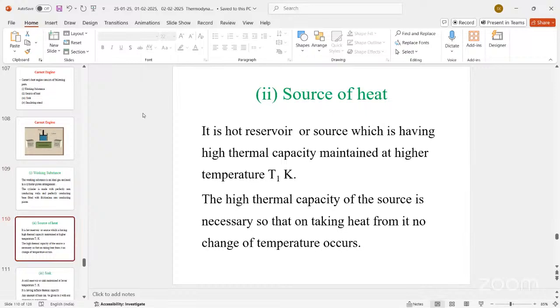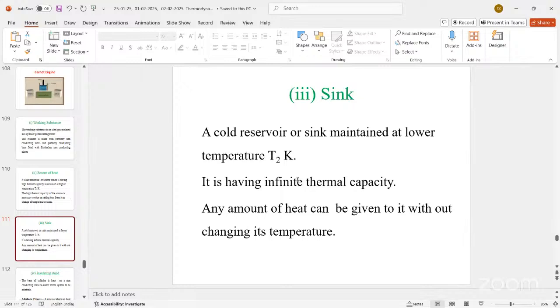What is the source of heat we are using here? It is a hot reservoir or source which has high thermal capacity, maintained at a higher temperature T1 kelvin. The high thermal capacity of the source is necessary so that on taking heat from it, no change in temperature occurs. What is the work of the sink? The sink is a cold reservoir maintained at a low temperature T2 kelvin. It has infinite thermal capacity, so any amount of heat can be given to it without changing its temperature.